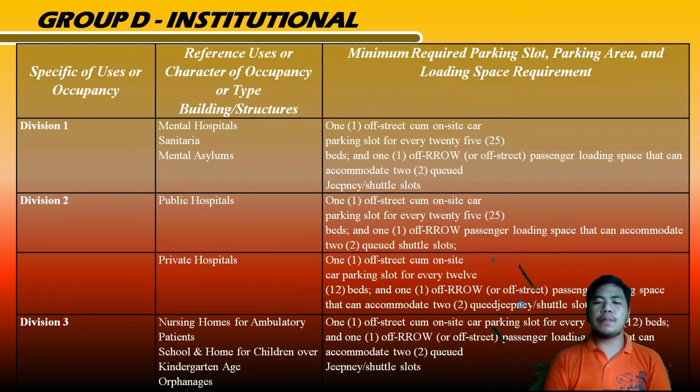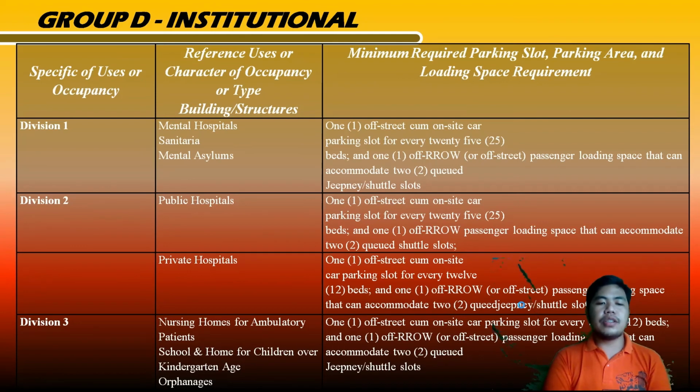In Division 2, we have public hospitals and private hospitals. In public hospitals, it requires one off-street on-site car parking slot for every 25 beds and one off-row passenger loading space that can accommodate 2 queued shuttle slots. On the other hand, for the private hospitals, we have one off-street on-site car parking slot for every 12 beds and one off-row passenger loading space that can accommodate 2 queued jeepney shuttle slots.